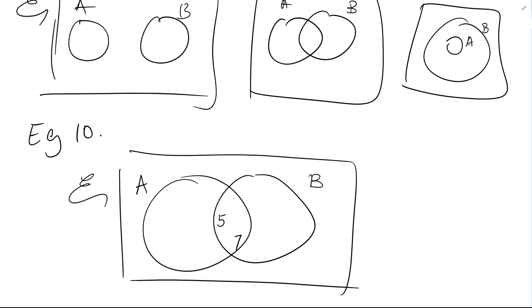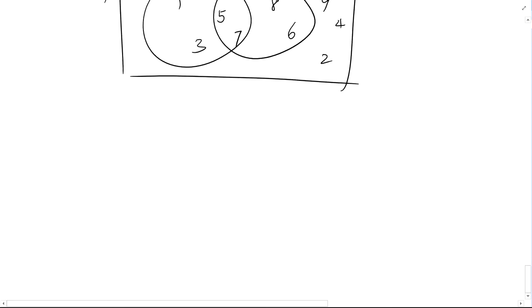Okay, what else is found inside A that is not inside B? 1, 3. Okay, what about inside B? 8, 6. Is there any number that I missed out in the universe? So 2, 4, and 9. Just randomly put them somewhere. Understand? How about nothing? I don't need to write. Wow, very good question. Okay? So now let's try 10. Simple, right? I don't think you need more than 1 minute for this. Try 10.